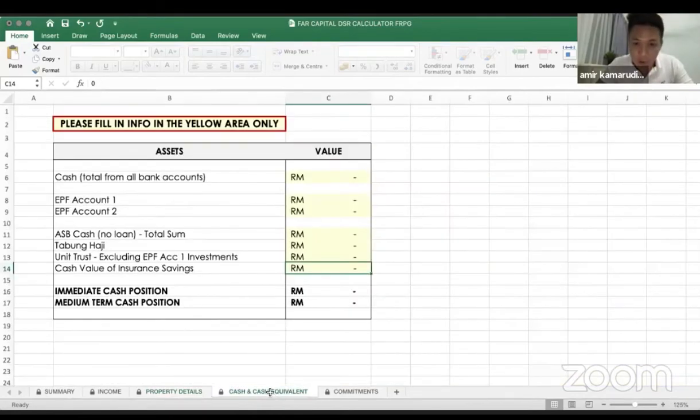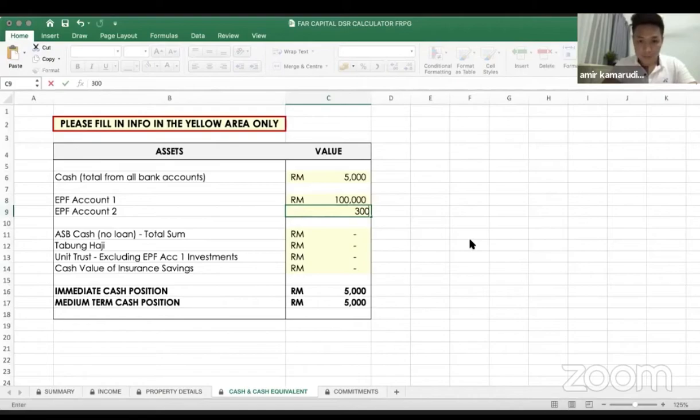Let's move on to the fourth tab. This is cash and cash equivalent. So ni apa benda cash yang kita ada. The first one from all bank account, ni tak termasuk ASB, bank account yang biasa. So kalau ada, let's put 5,000 here. EPF, check balik you punya EPF statement, account 1 and account 2. Let's put 50,000. 100,000 and 30,000 as example.